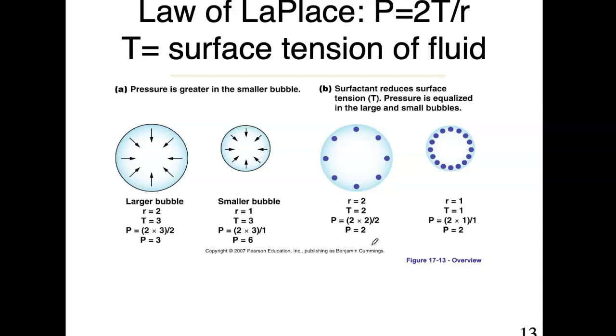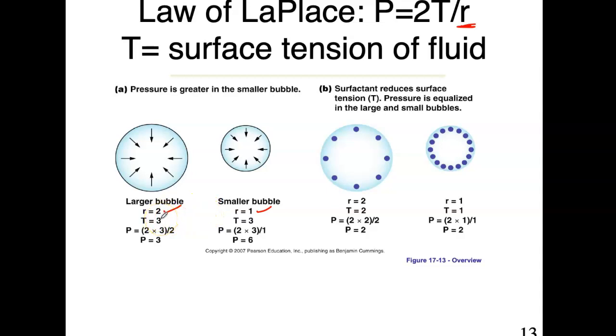But look at this. We use the law of LaPlace, which says the pressure that's going to be created inside the alveolus is equal to, P is equal to 2 times T, the surface tension, divided by the radius. So this is what's going to matter, right? The radius is going to differ in these different alveoli that are of different sizes. So if you have this larger bubble, the radius is 2, and we're going to compare it to one that's a radius of 1. So let's compare 2 alveoli, one larger, one smaller.